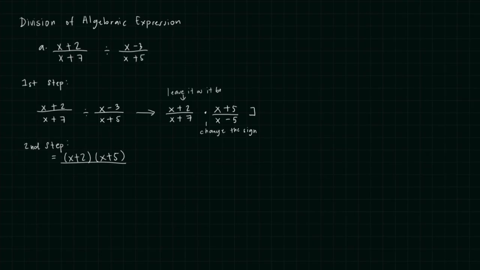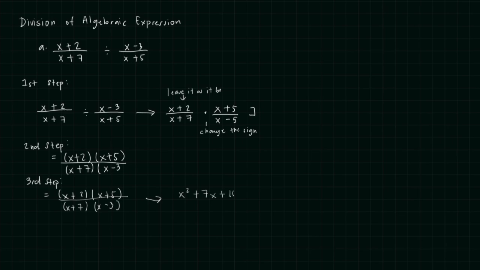Here we have x plus 2 and x plus 5 over x plus 7 and x minus 3. In third step, we're going to add and multiply. So x plus 2 plus x plus 5: to add, x plus x equals x squared, plus 2 plus 5 is equals to 7x, and then 2 times 5 is equals to 10.